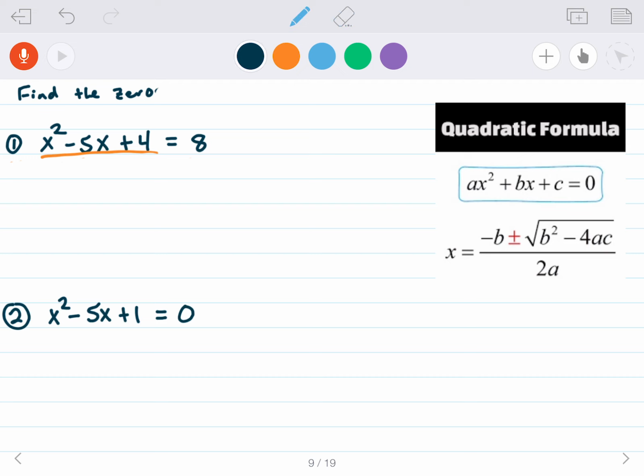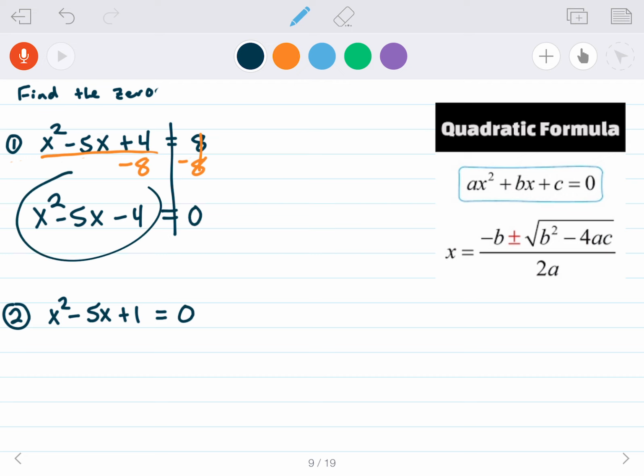So the first thing we need to do is make one side equal to 0. And to do that, I'm going to just subtract 8 from both sides. Now, when I do that, I get x squared minus 5x, and 4 minus 8 gives us negative 4, and that equals 0. So now I'm in a good position, but I can't factor this, right? What two numbers multiply to negative 4 but add to negative 5? I can't think of two off the top of my head. So what we're going to do is use the quadratic formula.